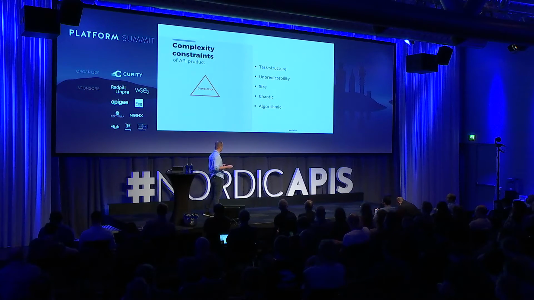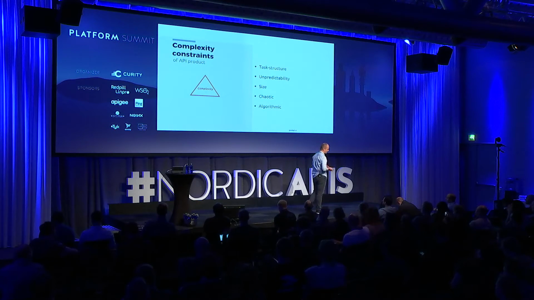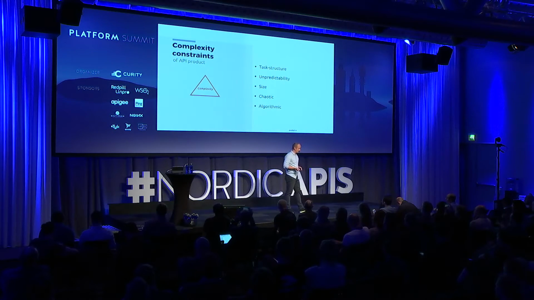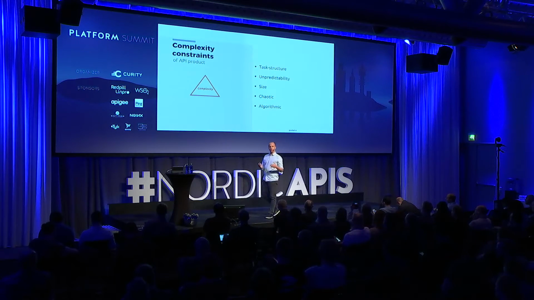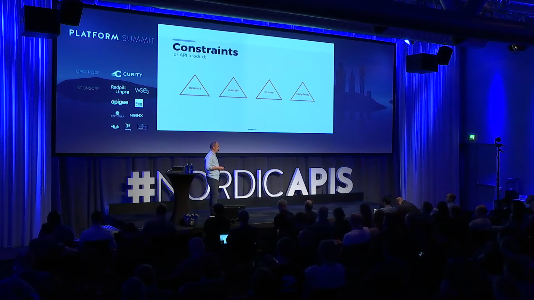Complexity constraints, last set here: how difficult it is to do some task in your application. This is also about the scaling and chaotic and unpredictability complexities, and algorithmic complexity, both in the sense of traditional mathematical algorithmic complexity, but also in the sense of cognitive: how hard it is to understand an algorithm in your API. So these are the constraints of an API product.